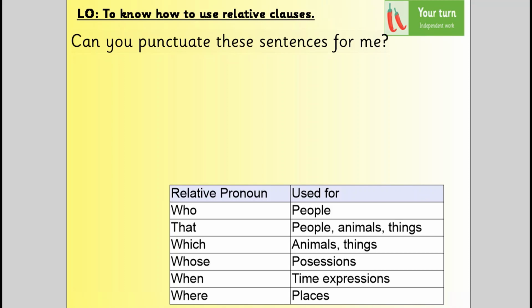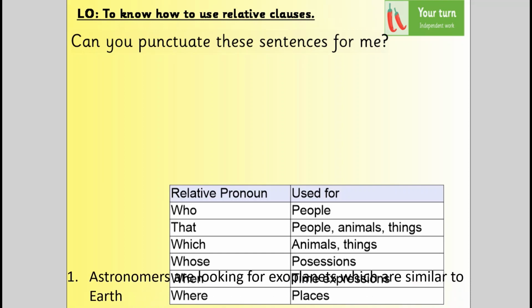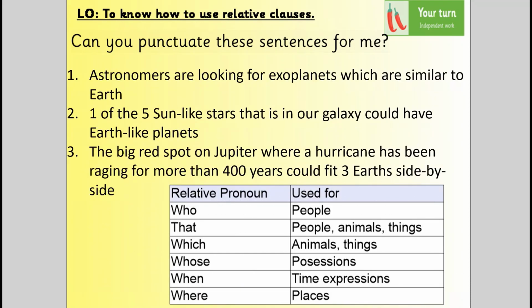Now remember what I said about making sure we have punctuation around our relative clauses. Can you now punctuate these sentences for me? So pause the video here, write down those sentences and punctuate them properly for me. Remember what I said about embedded relative clauses. The punctuation needs to be surrounding the extra information. So pause the video here, write those sentences down and punctuate them correctly for me.